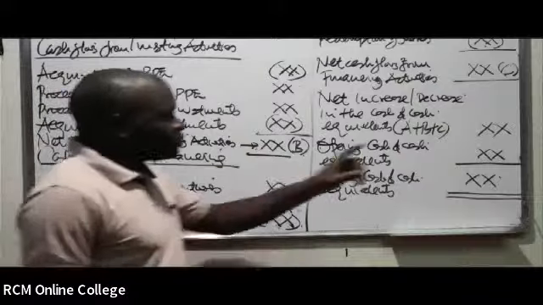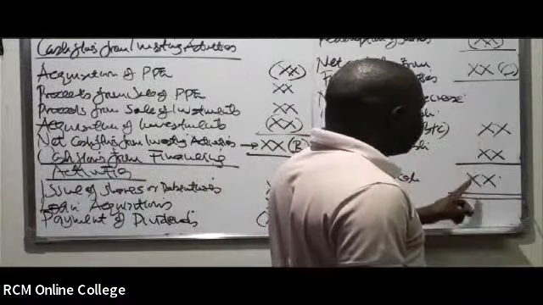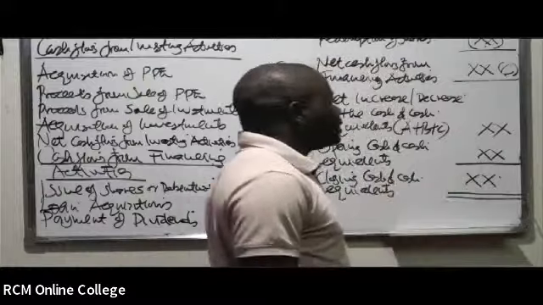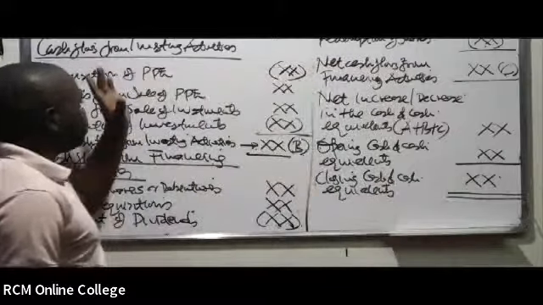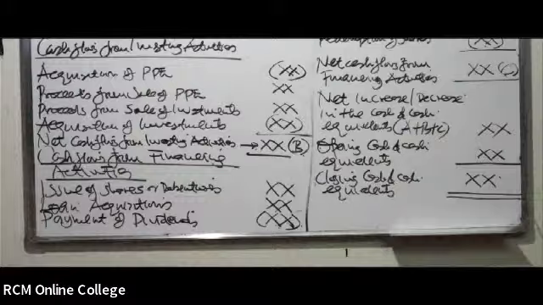So if you add the opening cash and cash equivalents to this figure and it doesn't come to the figure at the end, then things have gone wrong in these other places. Maybe you have messed up with the other figures. That's why it is not balancing. Therefore, you have to recheck your cash flow statement.